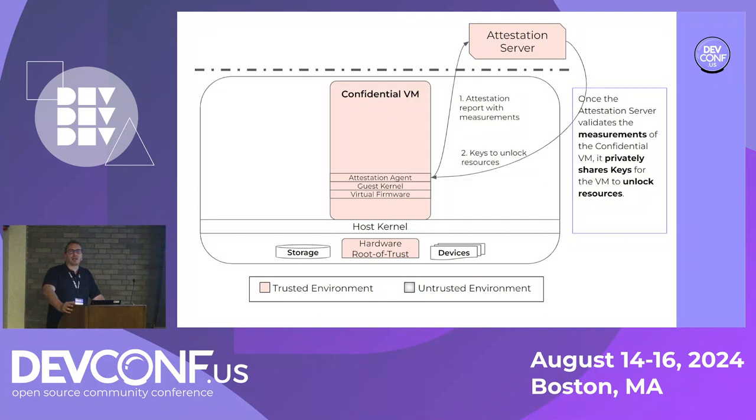That attestation client, once it comes up, can request the hardware root of trust for an attestation report. That attestation report is built exclusively by the hardware root of trust, with no interference from the environment itself, anything that the host can influence. That attestation report is signed by the hardware key, and then it is communicated back to the attestation server.